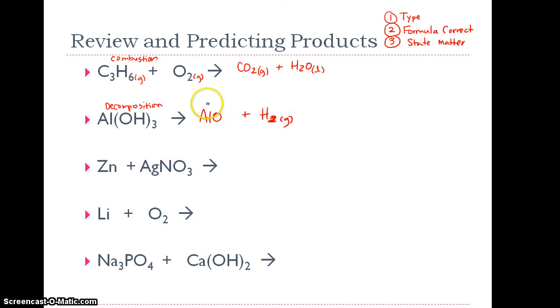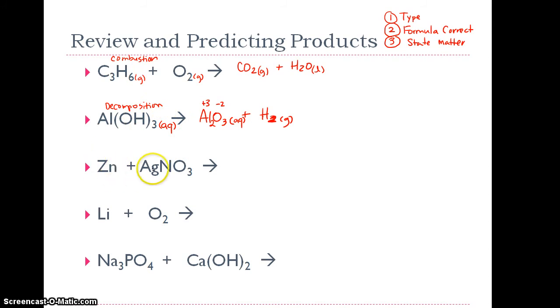And then Al, oh, this is an ionic compound. It's positive 3, negative 2. So we're just going to write our charges in here. Afterwards, this is going to be aqueous. It'd be really hard to have a decomposition reaction if it was a solid or a gas. Most all the time, it's going to be aqueous.